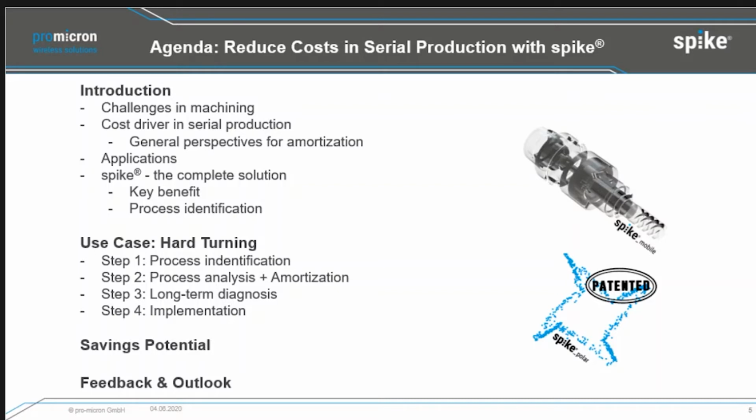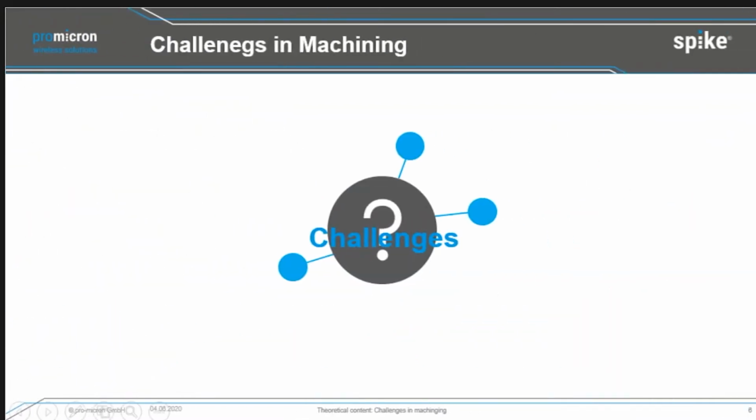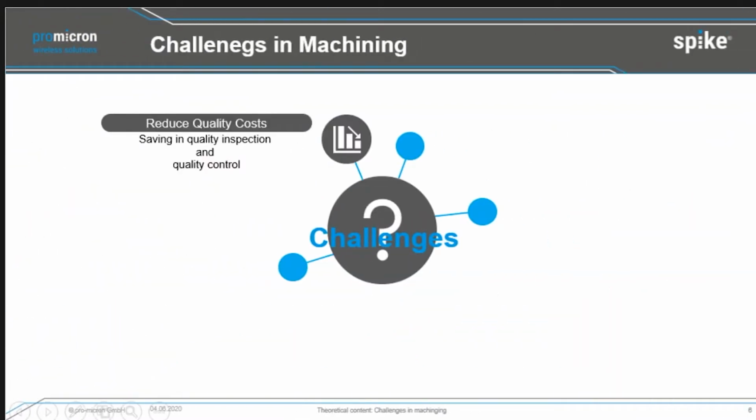All right, since there are no questions so far, I'll move straight on to the challenges in machining. So what are the challenges we come up with every day? Reduce quality costs. We have quality inspections, as said, after we produced the parts. So we have non-value added operations. And the problem with these non-value added operations is they cost us money but we can't charge this money to anybody else. So we need to reduce quality costs to a minimum.